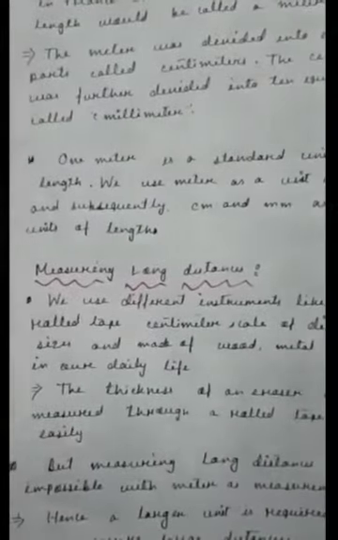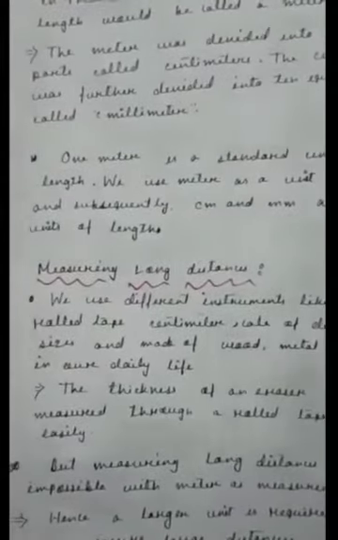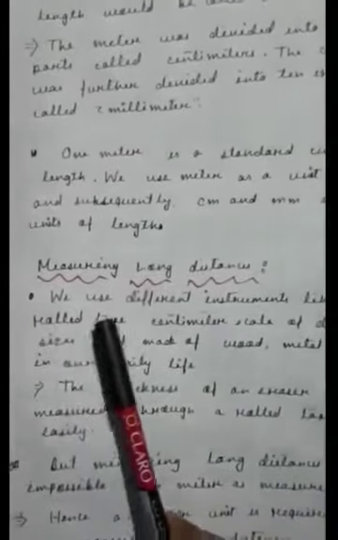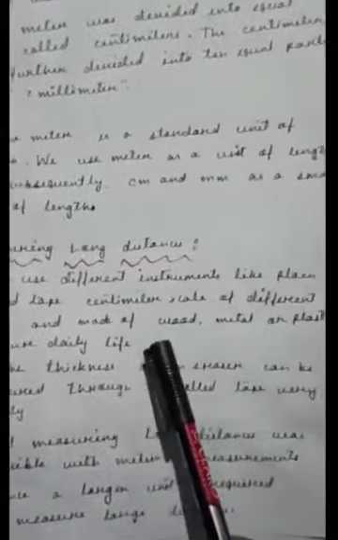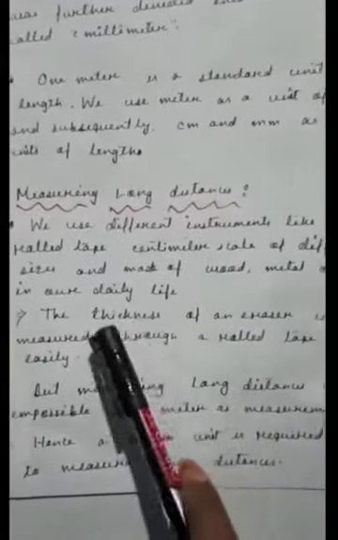Now, measuring long distances. How do we measure long distances? Can we measure long distances with the help of a scale? No, we cannot. So how to do it? We use different instruments like plain tape, roll tape, and centimeter scales of different sizes, made of wood, metal or plastic, isn't it? In our daily life, we use different sizes of scale made of wood, metal or plastic. The thickness of an eraser can be measured through a roll tape very easily.